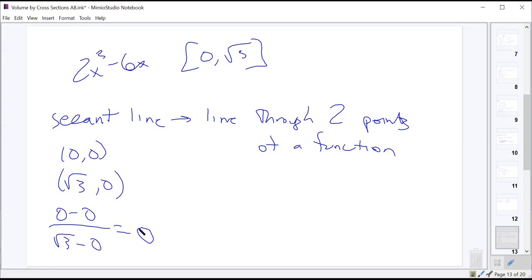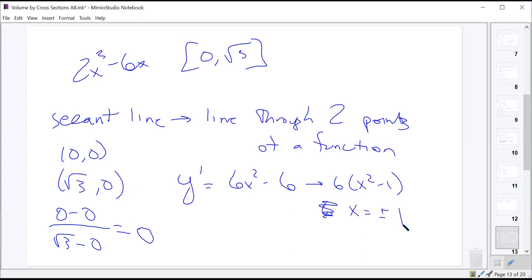So the question is really asking us, is there anywhere on this interval where the tangent line has a slope of 0? We'll figure out the tangent line slope by taking the derivative. That should be 6x squared minus 6. If we factor out the 6 and get 6 times x squared minus 1, we see that x is positive or negative 1. So there are 2 places where it has a slope of 0. One of them, negative 1, is not on that interval, but positive 1 is on that interval.